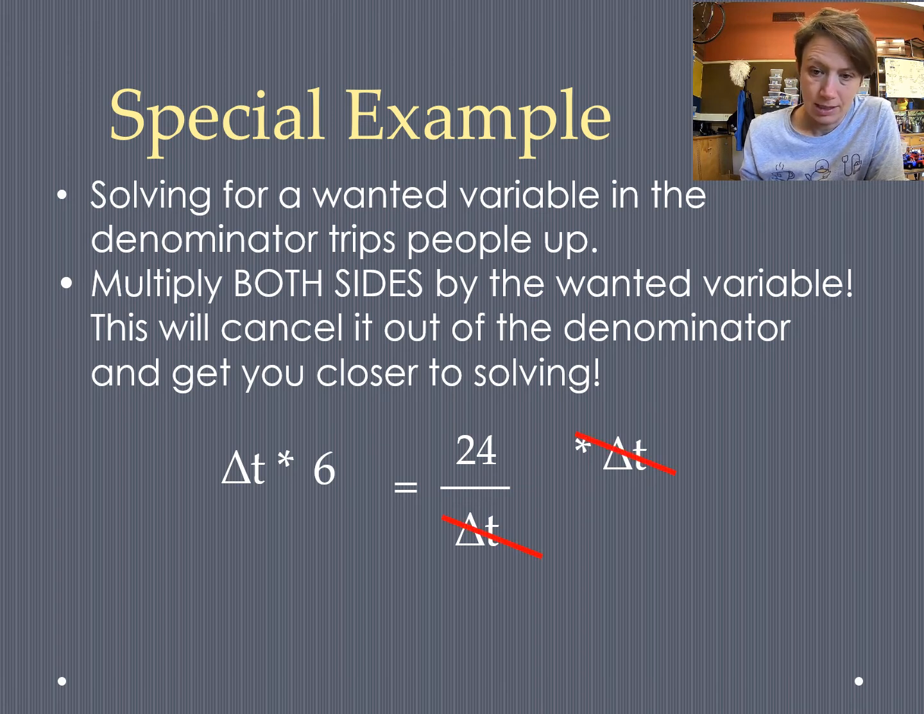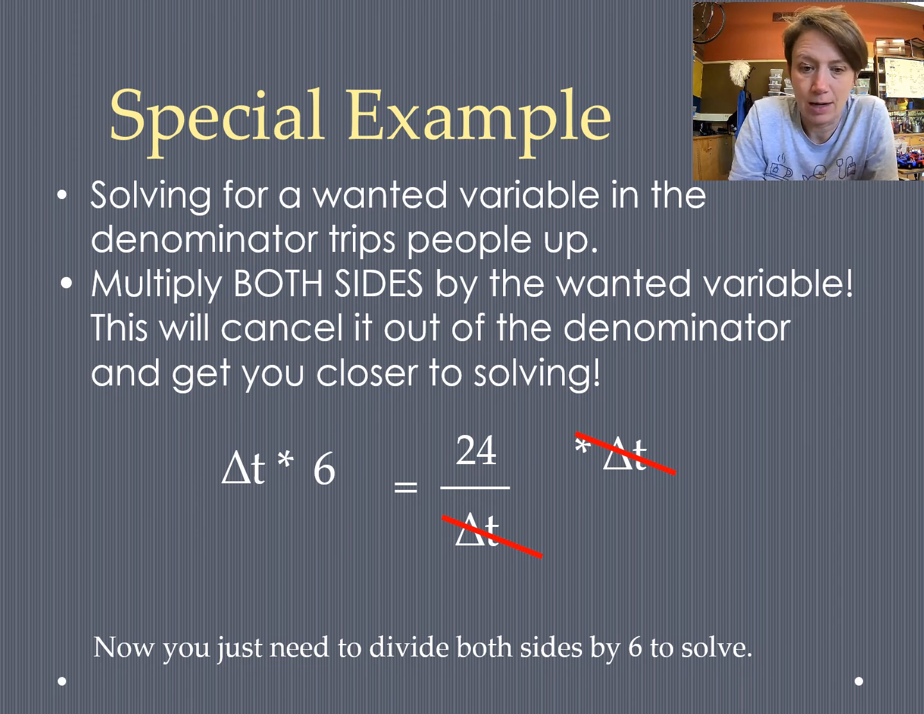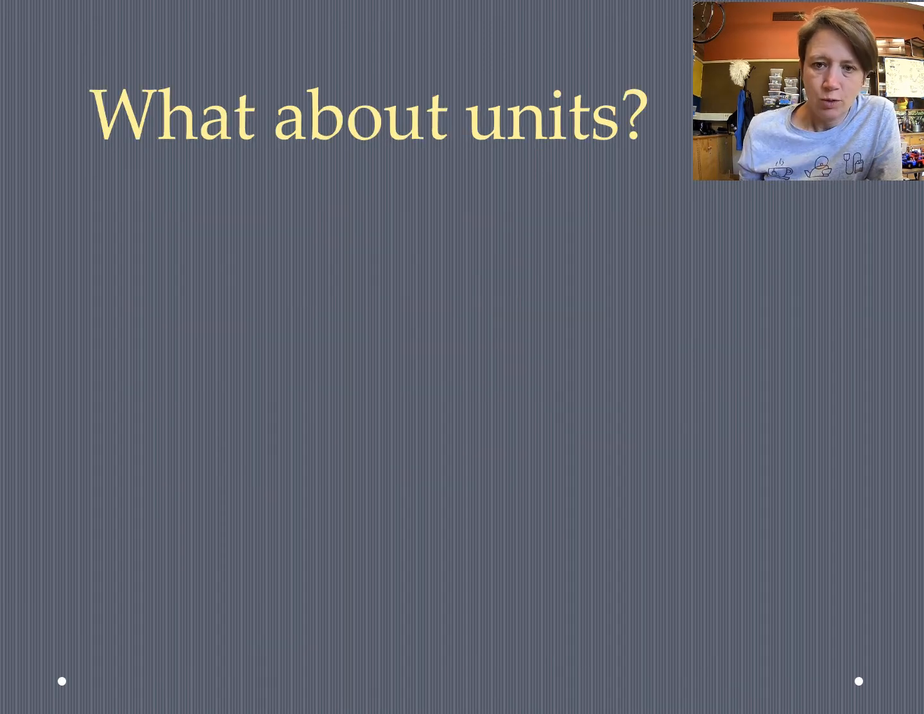What happens then is it's canceled on this side, right? We have a delta t on the top and on the bottom, so we get rid of it, but we're left with it on the other side. And so we now have this equation that is delta t times 6 equals 24. There is now one more step that you could take. I'm not putting it on the slide, but the delta t is still not quite by itself, but it's pretty straightforward. Divide by 6 to get the delta t all alone, and then you can get to the answer.